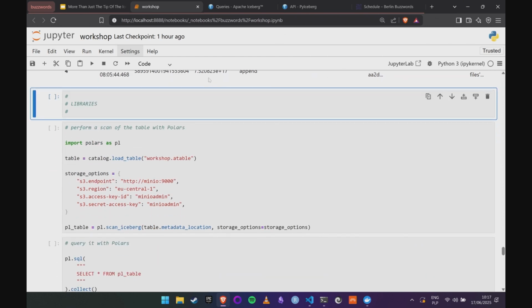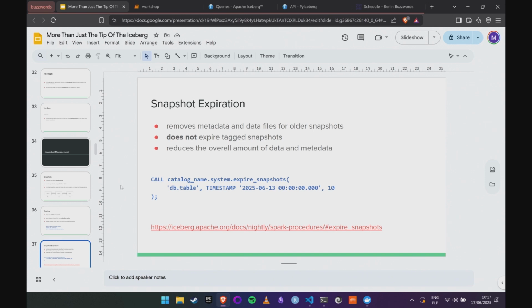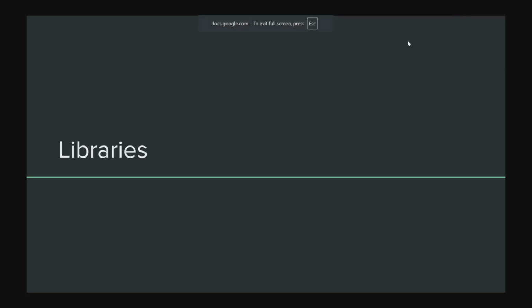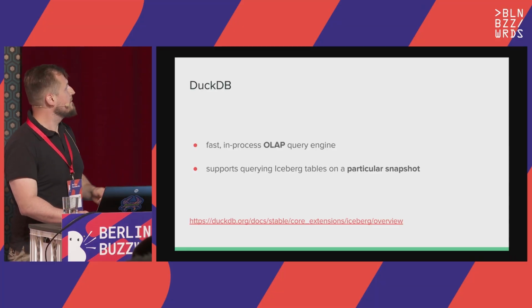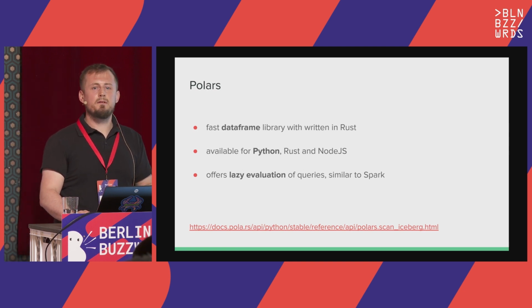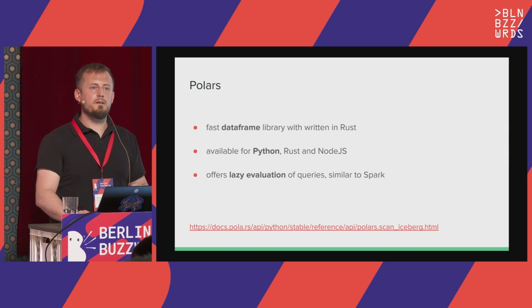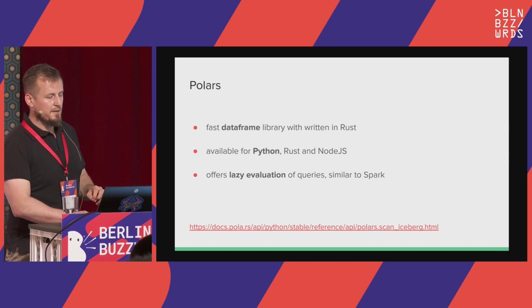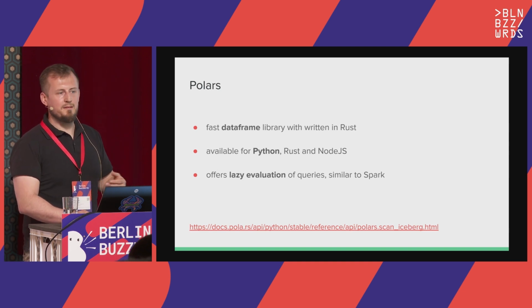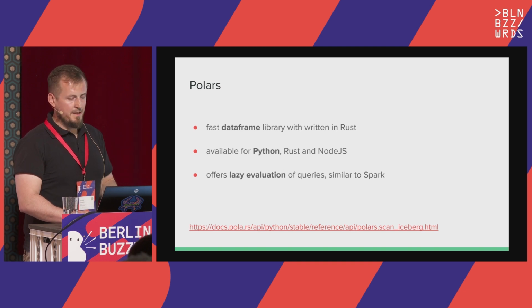All right, the next step is libraries. Apart from large query engines, you can use lightweight libraries to query Iceberg. In this case, the Python ecosystem is very nice to interact with it. On one hand, we can use DuckDB to query Iceberg tables, although only on a particular snapshot. We can use Polars, which is this Rust-based, very fast, lazily evaluated data frame library that I now use completely. I replaced my Pandas experiments with Polars completely, and then we have.